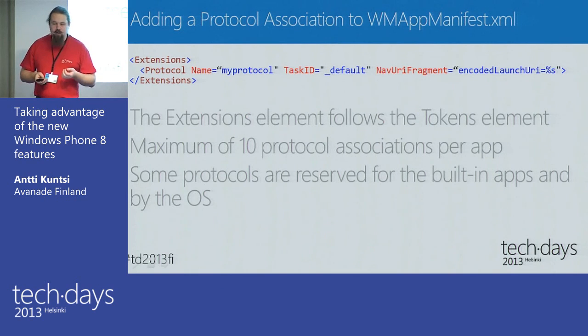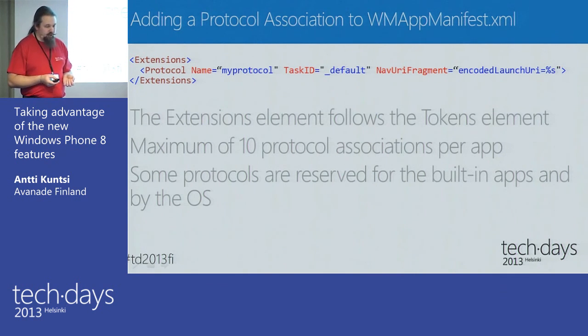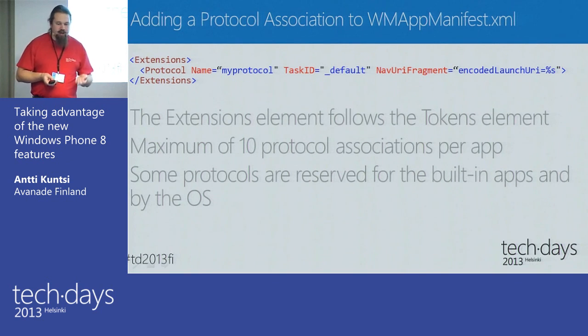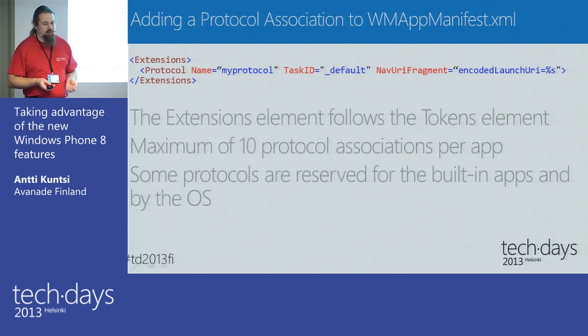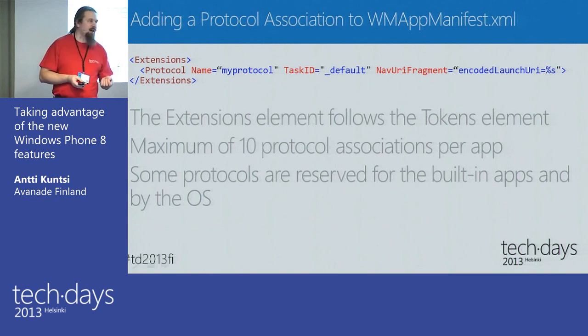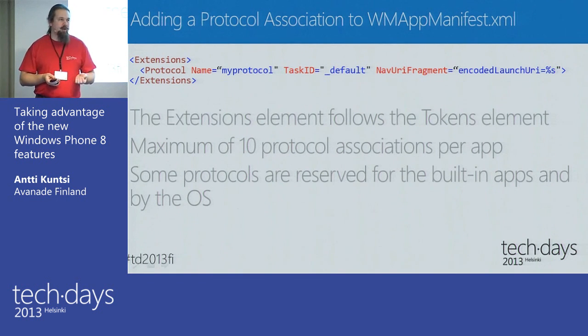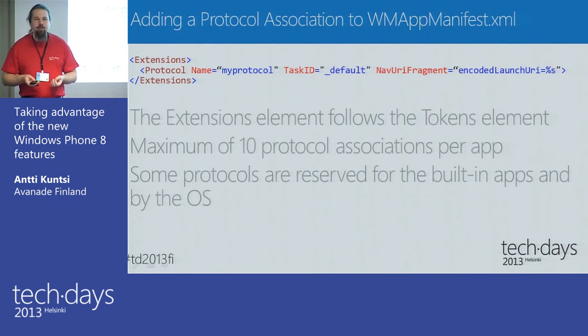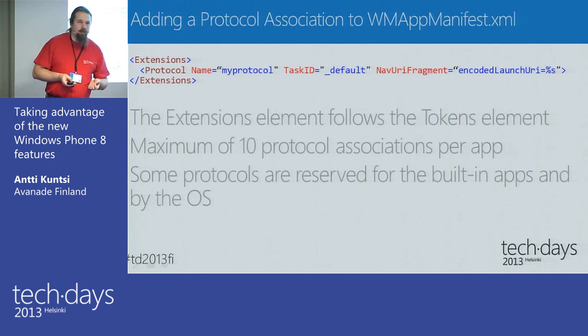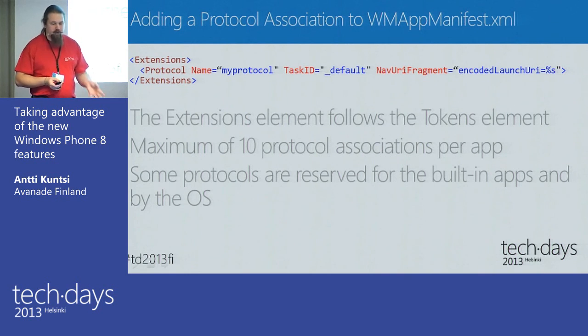The extensions are in an XML file, so the extensions have to follow the tokens, and you can have up to 10 associations per application. There are several that are restricted: mail, map, HTTP, JavaScript, file, and so on. Those are listed also on dev.windowsphone.com. You can't override or reserve protocols that are handled by the OS or the built-in applications. They will be ignored.